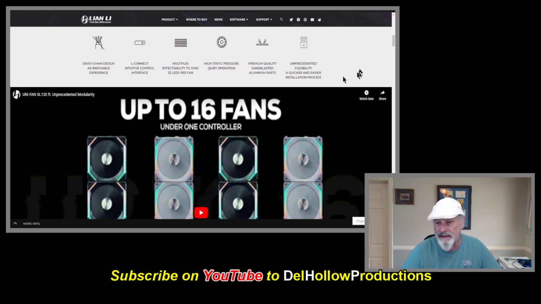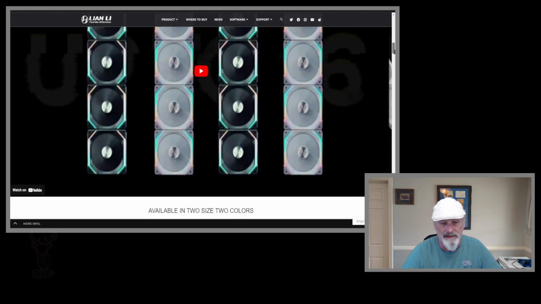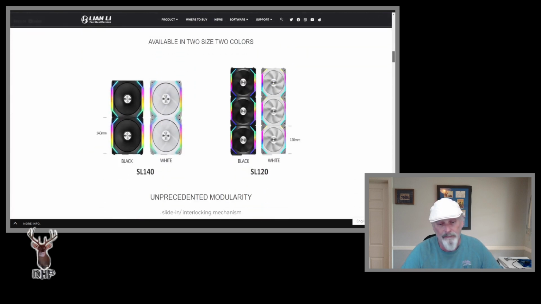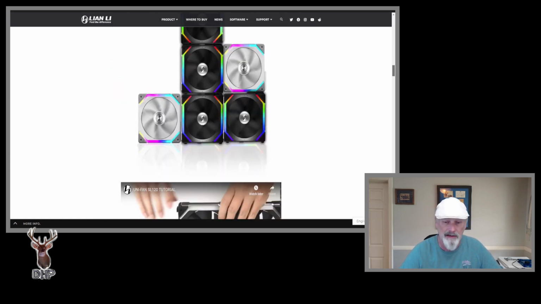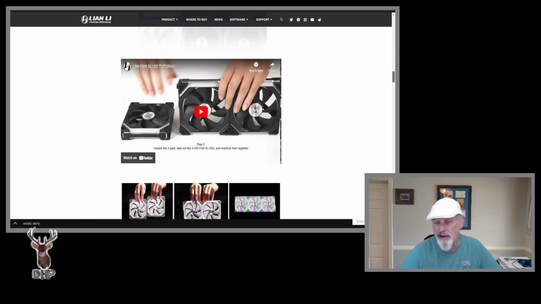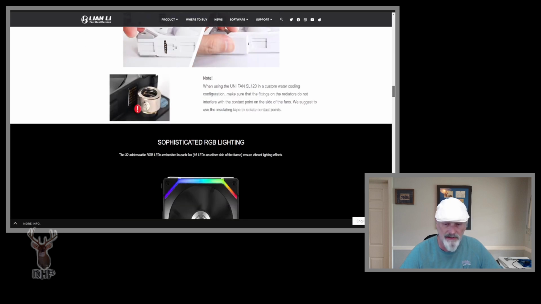Unprecedented flexibility, quicker installation. Well, I do like the way they kind of snap together, and everybody's got a version of that. Sixteen of them will go on one controller. They make them in both black and white, and 120 and 140. Modularity. Now, as far as I know, you can't make the 140s and 120s modular together, but you could maybe daisy chain them together with the connectors there. But see, we're going way on down.